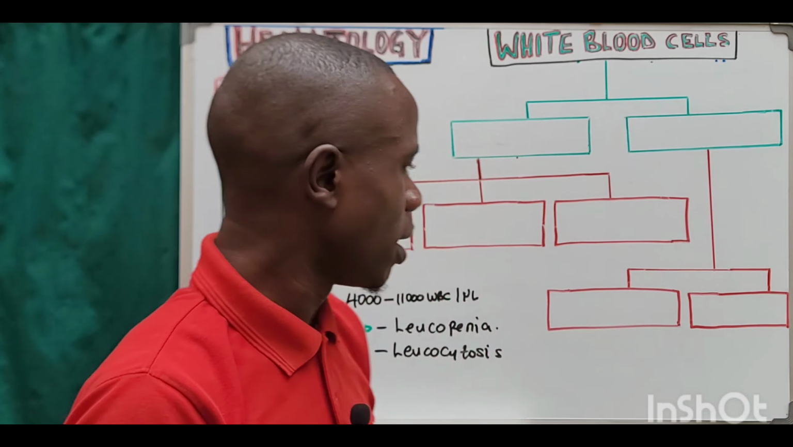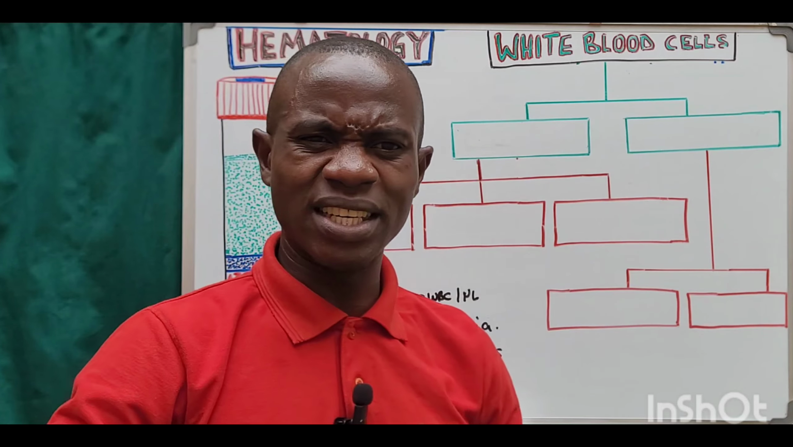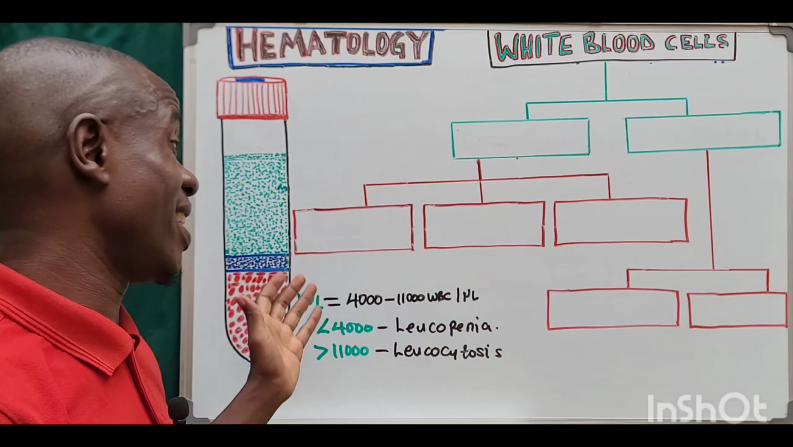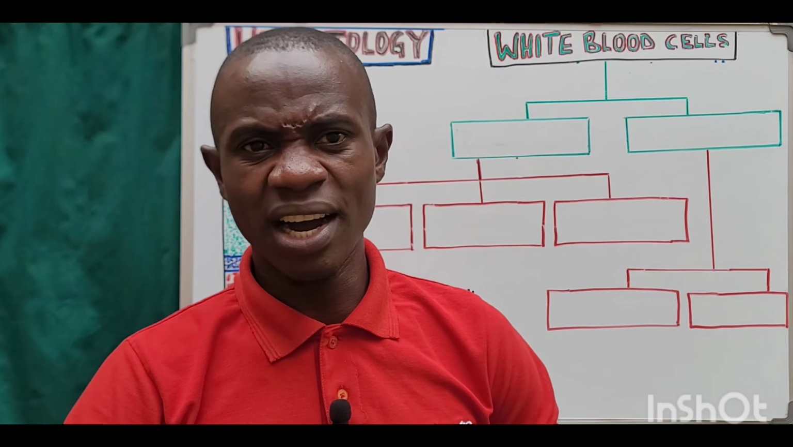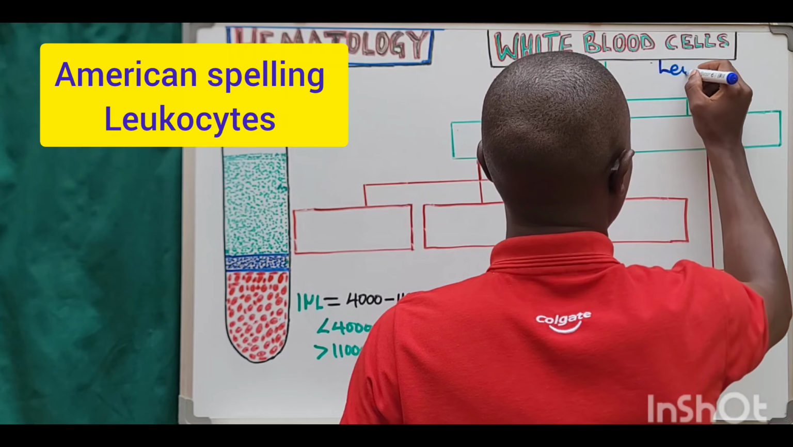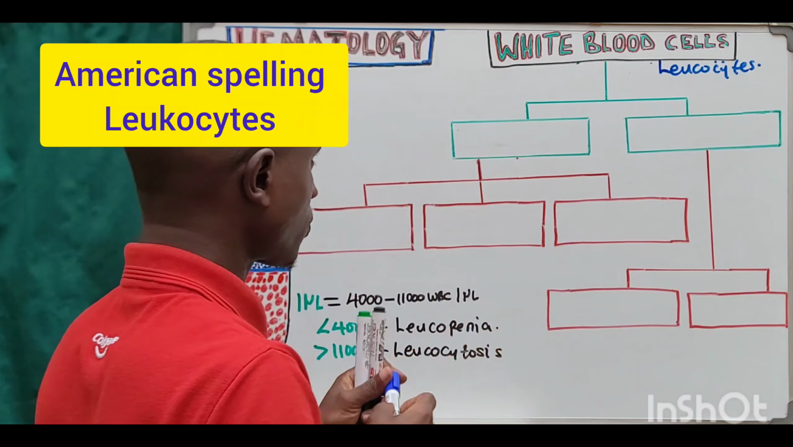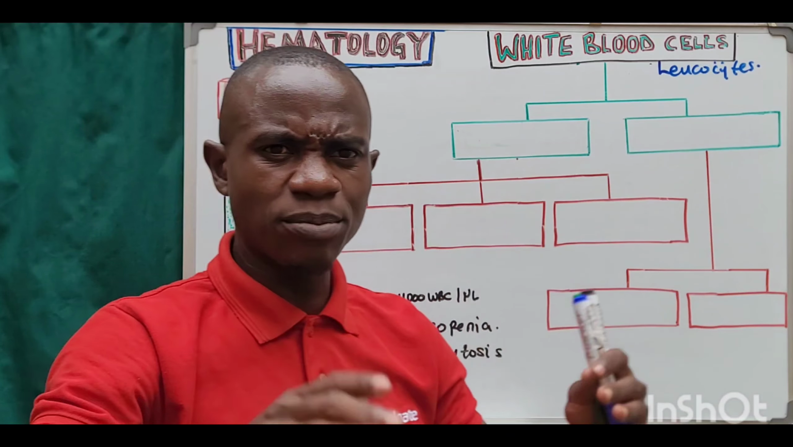These are some of the key important terminologies that you need to pay much attention to. When we talk of white blood cells, at the back of your mind you need to know that they are also sometimes called leukocytes, and that's why we are seeing leukopenia and leukocytosis. White blood cells can also be called leukocytes.